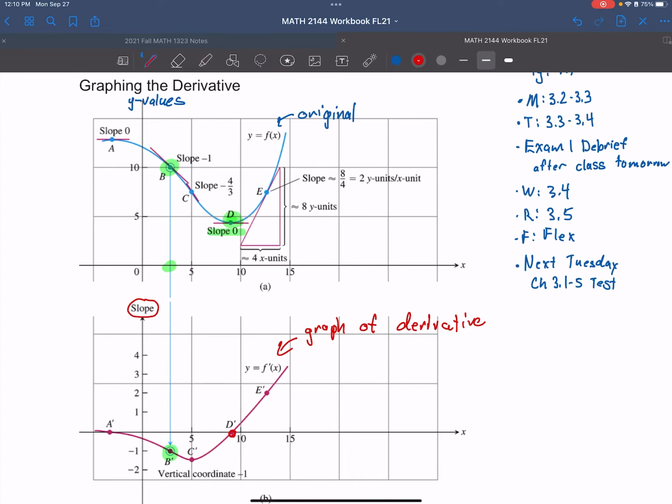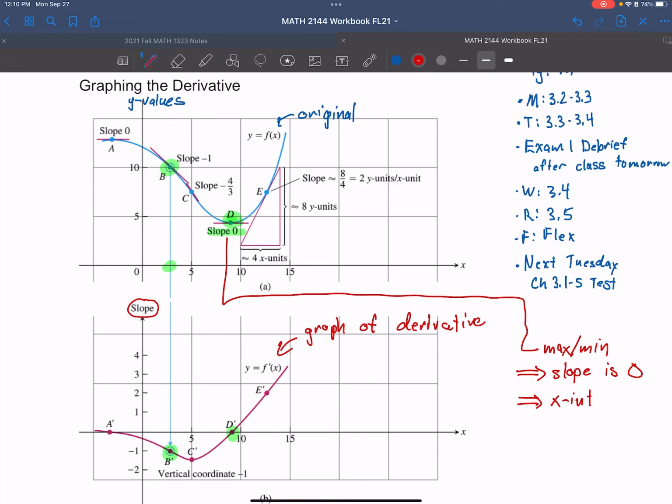Notice that at D, what we end up with is the x-intercepts. So maybe just calling that out specifically in terms of a statement up here. This is kind of helpful. Notice that when we have a max or min, this means that the slope is 0, which means we have an x-intercept on the graph of the derivative. So that's going to be a nice thing to hold on to.